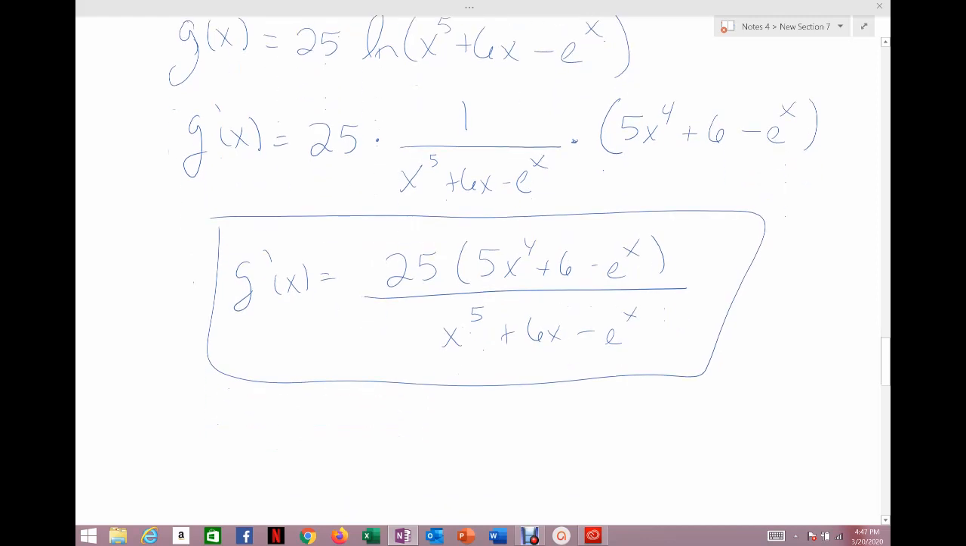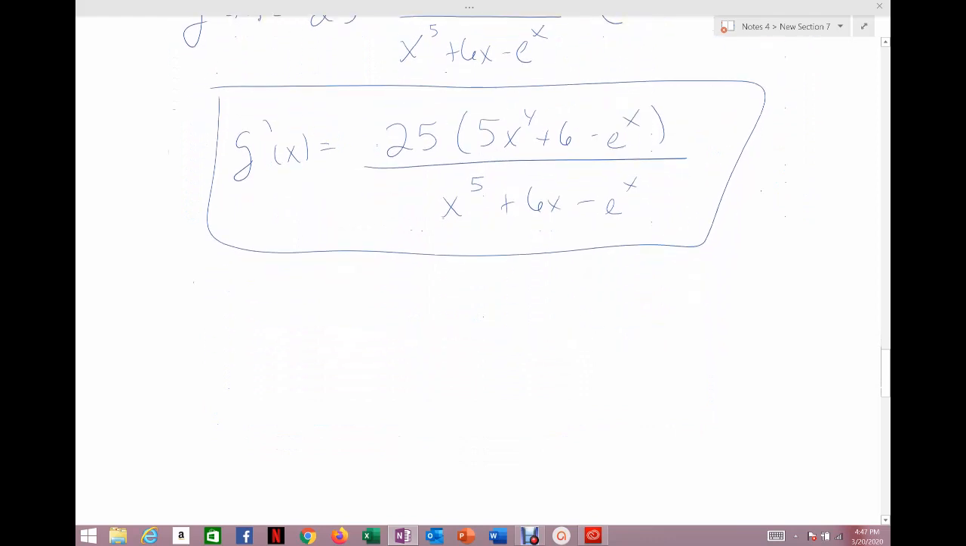So I'm going to do a couple of examples where we'll mix it with our product rule and our chain rule. So that was the logarithm. Now an example with the product rule. So e to the 2x times the natural log of x.